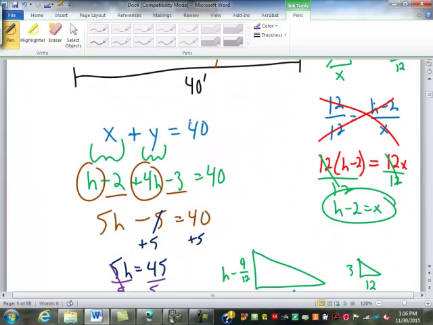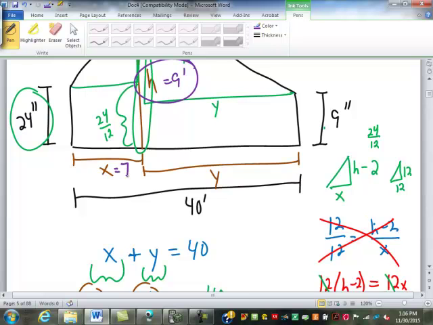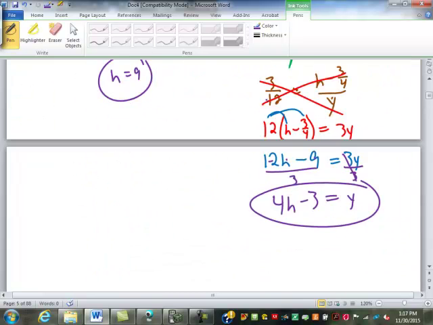X over here is H minus 2, so 9 minus 2 is 7 for X. That's 7 feet. Y, of course, 40 minus 7 better be 33 feet. But we'll double check down here. 4 times 9 minus 3. 4 times 9 is 36. Minus 3 is 33 feet. So Y is 33 feet.